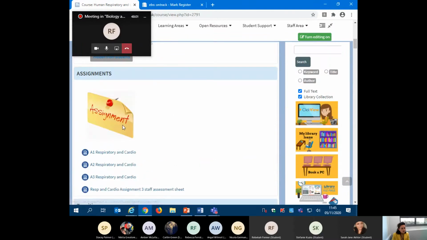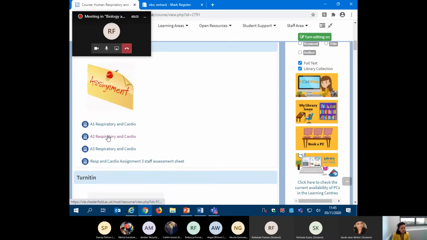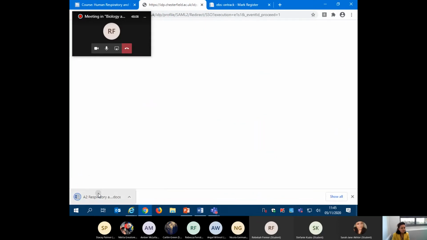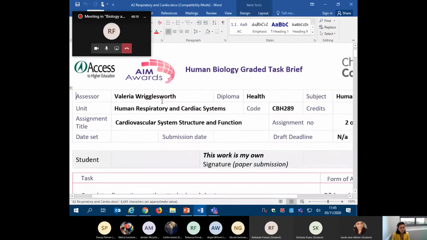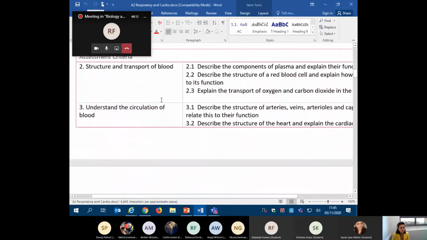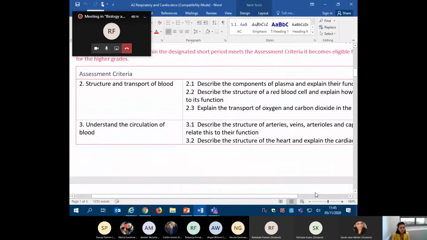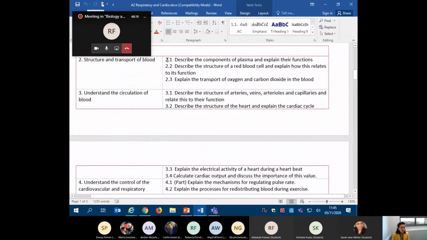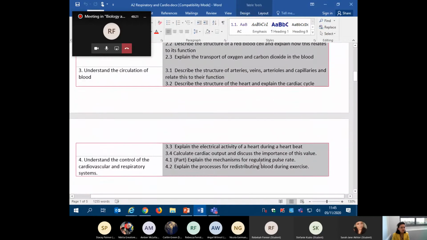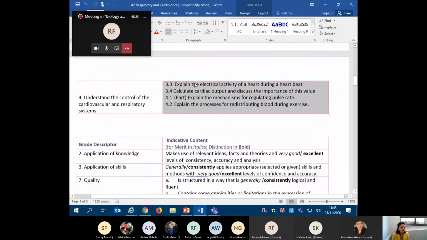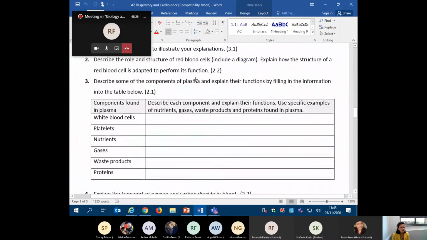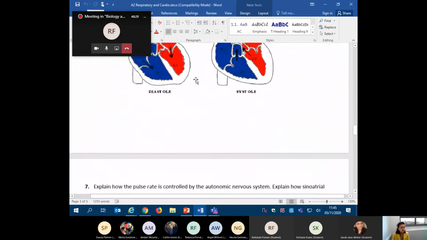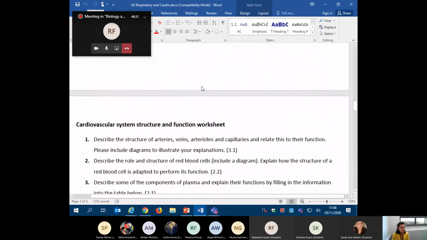So, where are we here? Okay, assignment 2, respiratory and cardio, that's the one I need. As I said, this assignment is probably the longest out of a lot. You can see it's got a bunch of learning criteria which need to be covered. It's in the form of question and answer. There are no essay type questions, it's literally just question and answer.